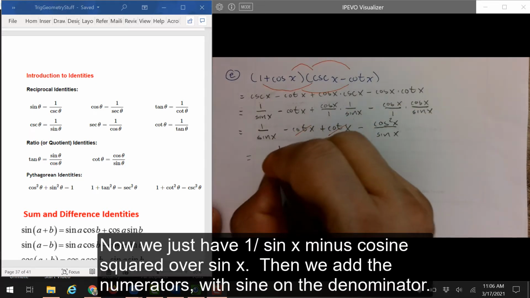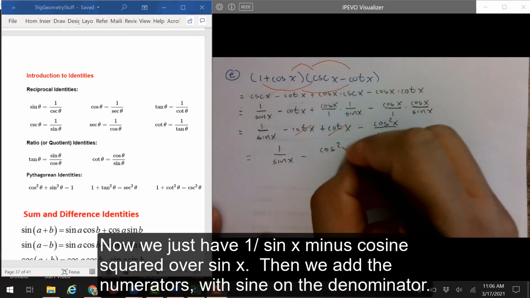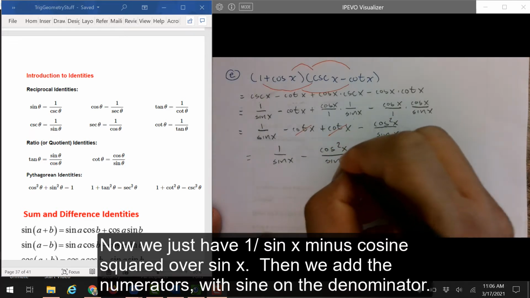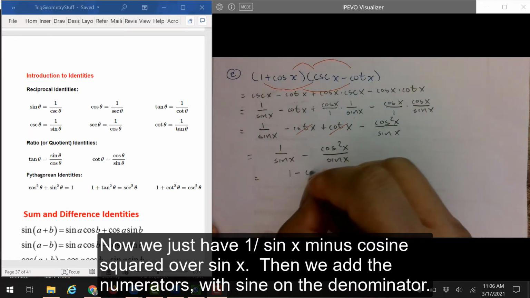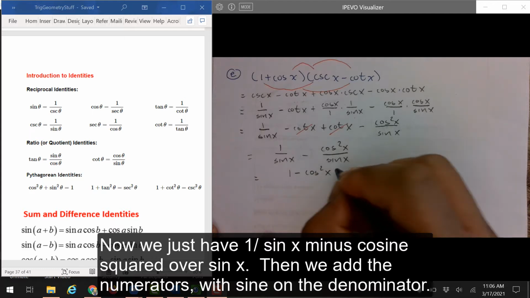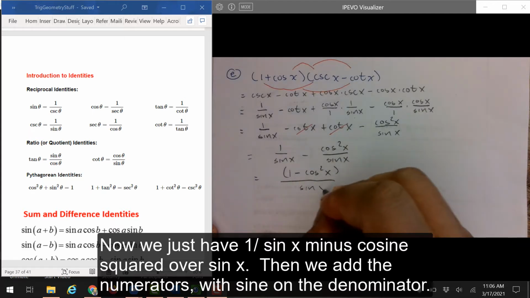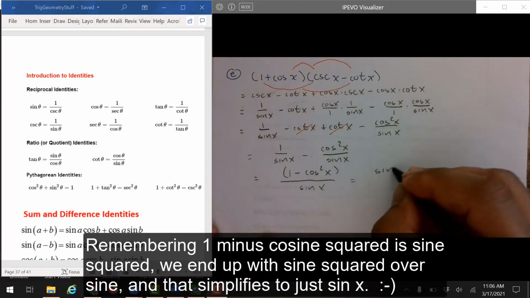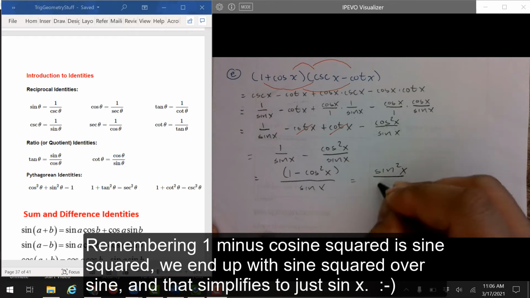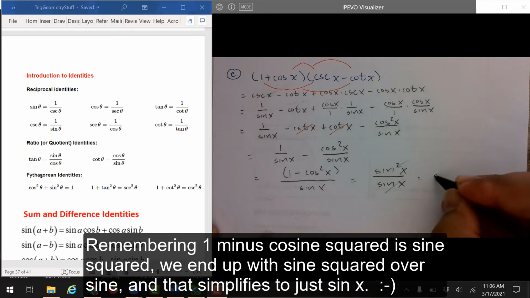Now we just have 1 over sine x minus cosine squared over sine x. Then we add the numerators with sine on the denominator. Remembering 1 minus cosine squared is sine squared, we end up with sine squared over sine, and that simplifies to just sine x.